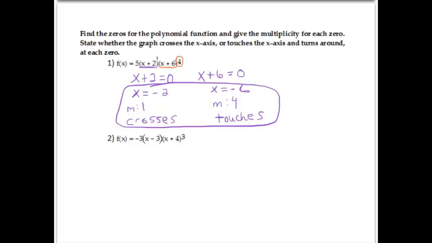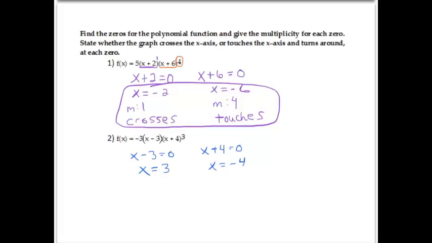On number 2, it's going to work out similarly. And on both of these, we would just ignore that, like the 5 in front on one, the -3 in front. If there was an x in front as well, we'd have to do something with that, but there's not, so we'll just ignore that -3. So we're going to do x minus 3 equals 0, x plus 4 equals 0. So that means that x equals 3 and x equals -4.